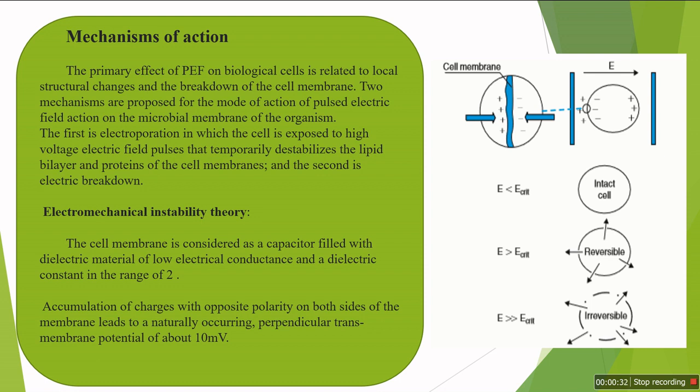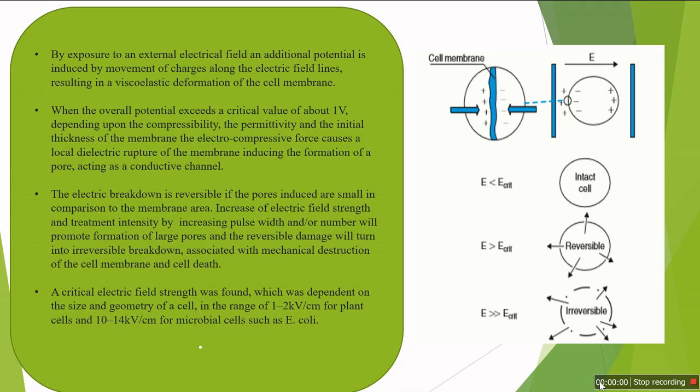And the second is the electric breakdown, electromechanical instability theory. The cell membrane is considered as a capacitor filled with dielectric material of low electrical conductance and a dielectric constant in the range of 2. Accumulation of charges with opposite polarity on both sides of the membrane leads to a naturally occurring perpendicular transmembrane potential of about 10 millivolt. By exposure to an external electrical field, an additional potential is induced by movement of charges along the electric field lines, resulting in a viscoelastic deformation of the cell membrane.